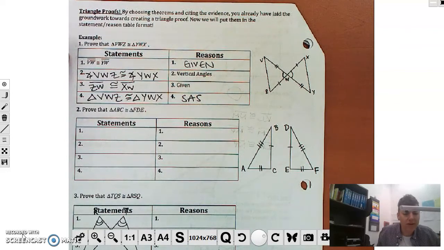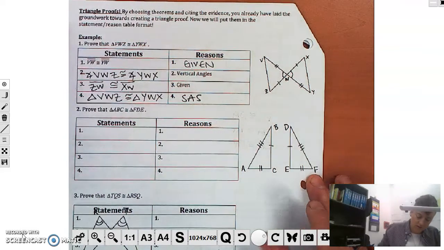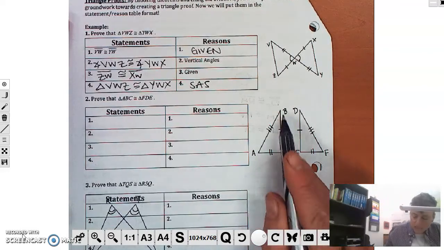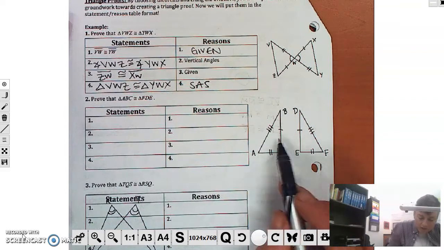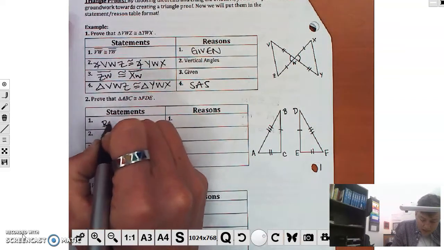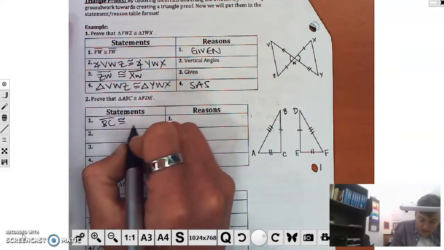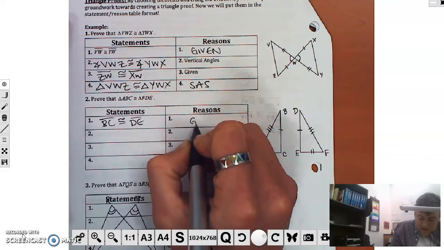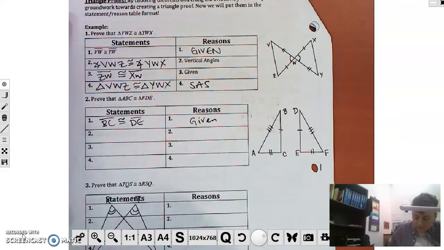Alright, let's move on to number 2. Well, number 2 doesn't even tell us anything in the statements and reasons, but the diagram does, so that's cool. Let's look and see what we got. We got side BC is congruent to side DE because they both have 1 hash mark, so let's write that down. Side BC is congruent to side DE. That's given in our picture.